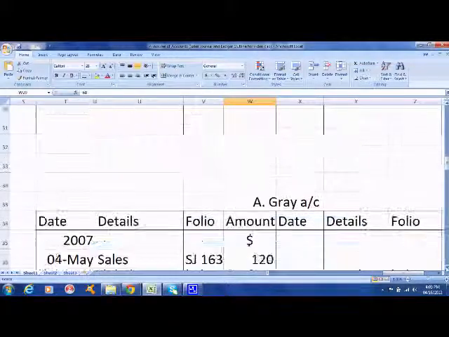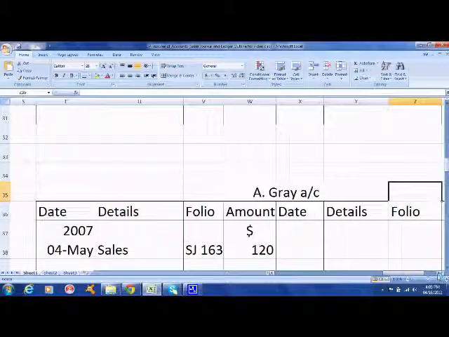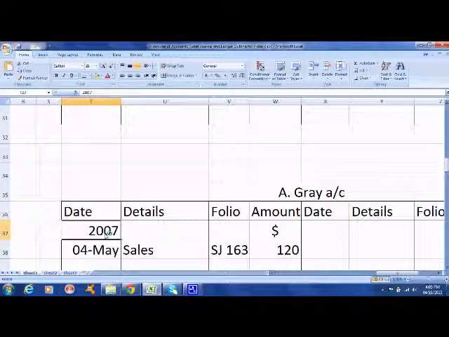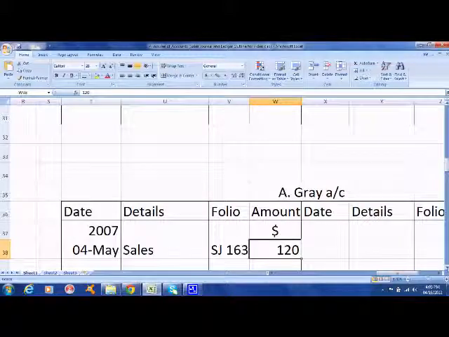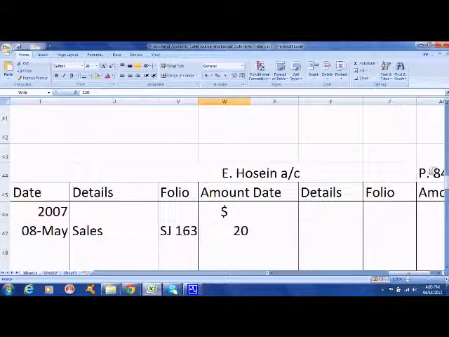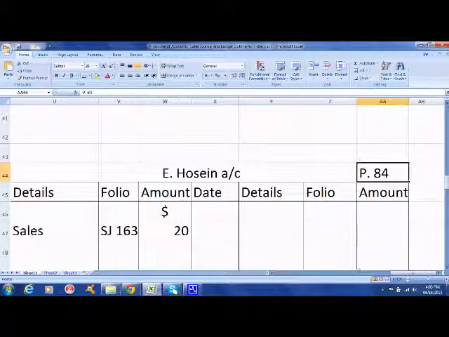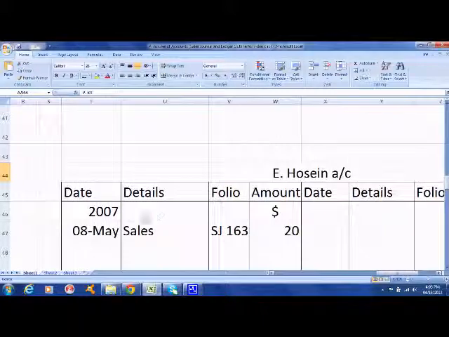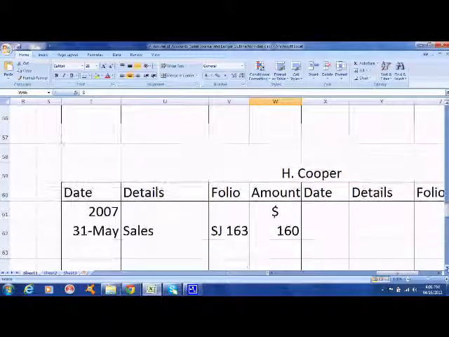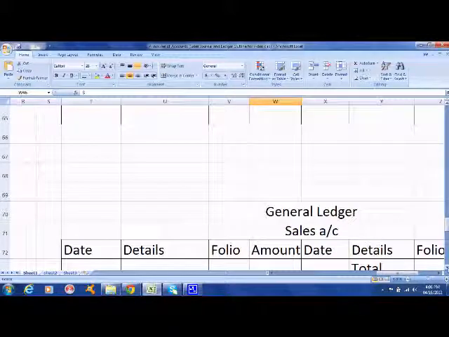Go down now. Same procedure for Mr. A. Gray, page 277: the page number, the date, again sales, same procedure as the first one. Friends, remember, let's follow the procedure. I do the same procedure for all of them. This one is the same thing.